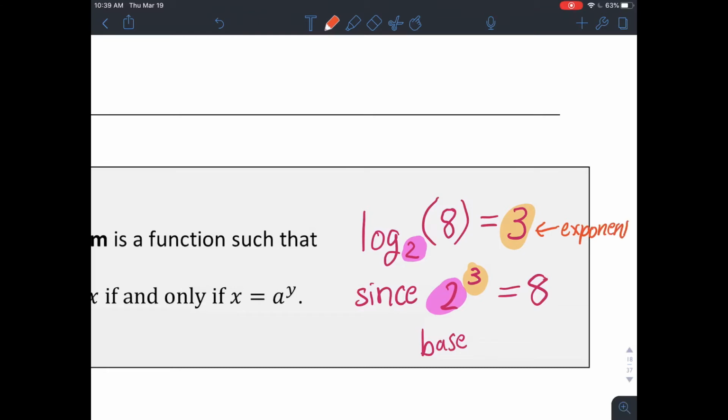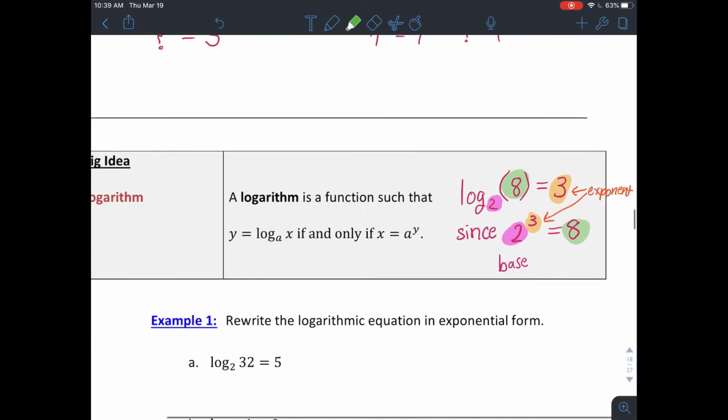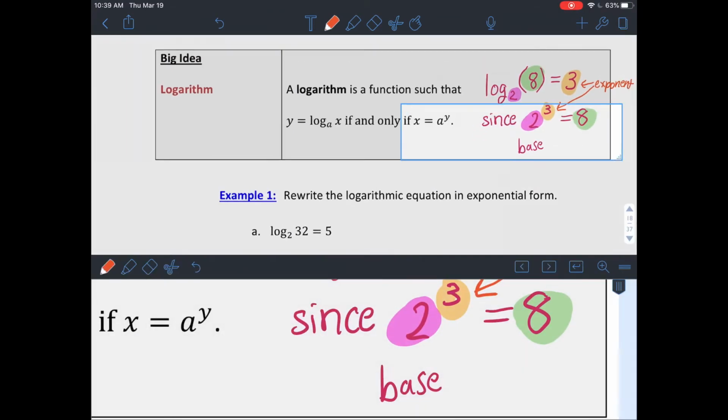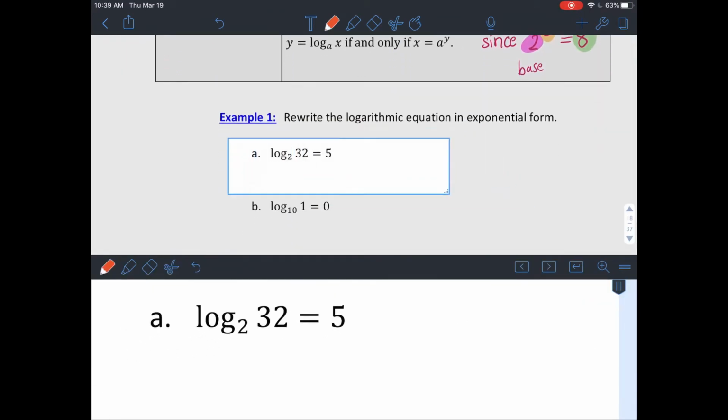Really all a logarithm is, it's the power that you raise the base to get what's inside. Mathematicians just like to make things sound fancy. So we're going to take some logarithmic equations and switch them to exponential equation form.